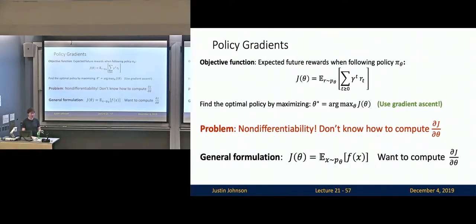Let's take a slight generalization of this problem, and write our cost function in the following way. Let's write it as an expectation of x sampled according to some probability distribution p theta, and inside the expectation is a function f of x. You can think of x as the trajectory of states and actions and rewards that we would get by executing the policy. P theta is the distribution over those trajectories that is implied by the policy. And f of x is the reward that we would get after observing the trajectory x. Now what we want to do is compute the derivative of J with respect to theta.